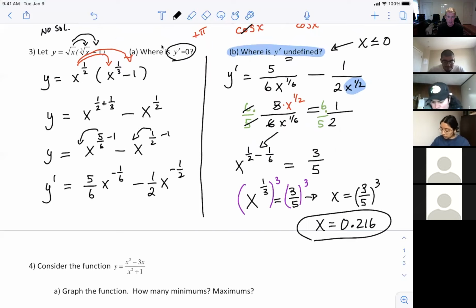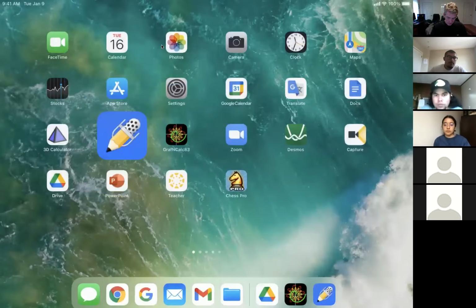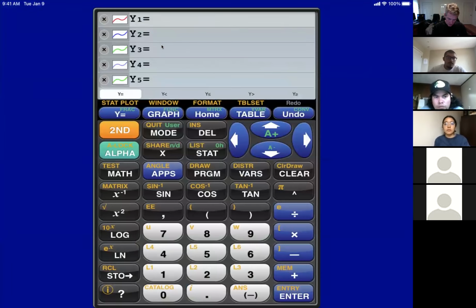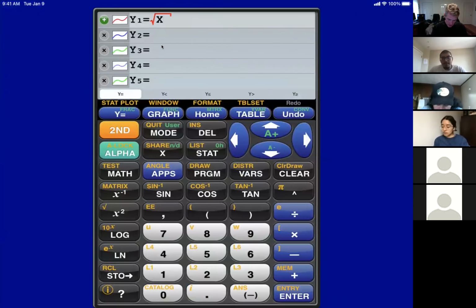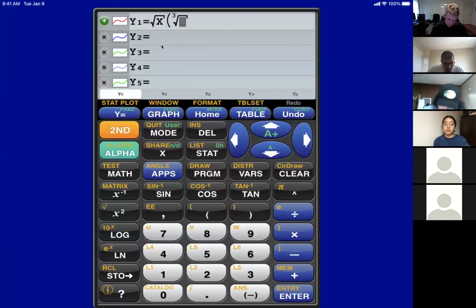So now I want to graph it and see if that looks right. But when you graph it, always graph the original problem, even before we did any algebra. Just in case I made a mistake on the first step of my algebra, I need to graph the original problem. So that's the square root times the cube root minus 1. So that is the square root of x, and then times the cube root of x, and then minus a 1, and it's in parentheses, all right?